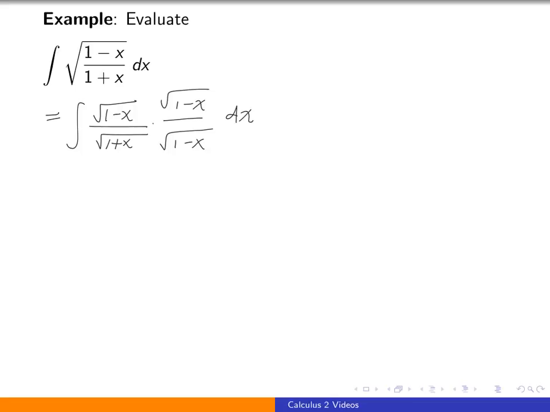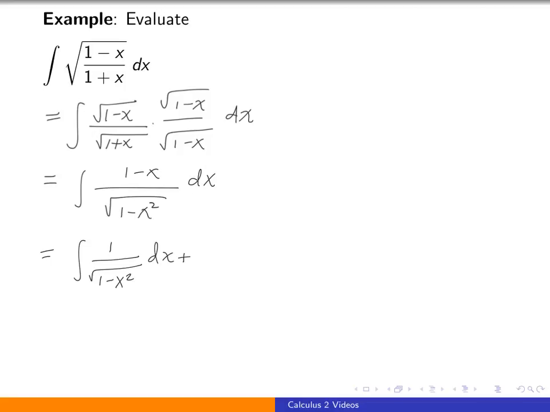And the reason this works out nicely is in the denominator, you would have the square root, and we combine together the 1 plus x times 1 minus x. So that's 1 minus x squared. And in the numerator, the square root of 1 minus x times the square root of 1 minus x is simply 1 minus x. So this becomes the integral of 1 over the square root of 1 minus x squared plus the integral of minus x over the square root of 1 minus x squared.